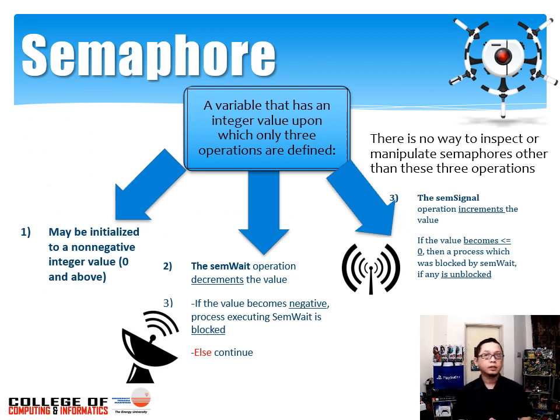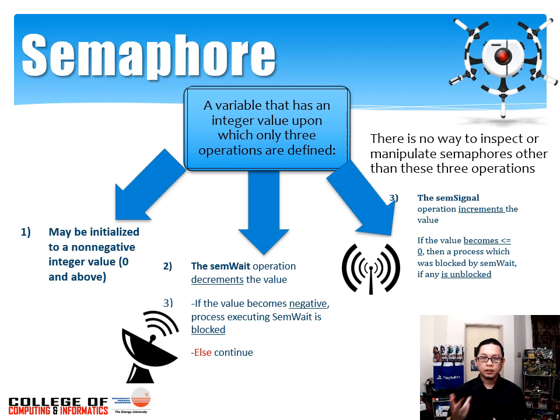So how do we use these variables in a process execution? First of all, just like any variable, each value must be initialized. In this case, semWait and semSignal may be initialized to a non-negative integer value, for example 0 and above. Secondly, the semWait operation decrements the value, and if the value becomes negative, then the process executing semWait is blocked.